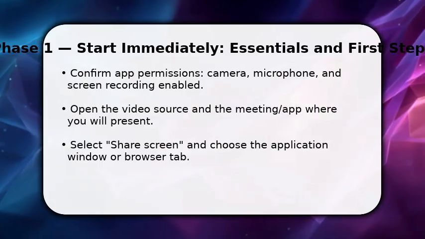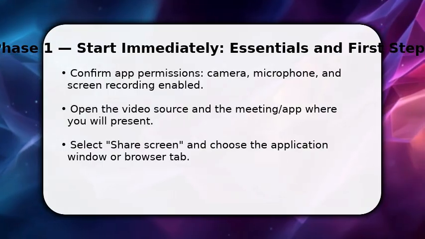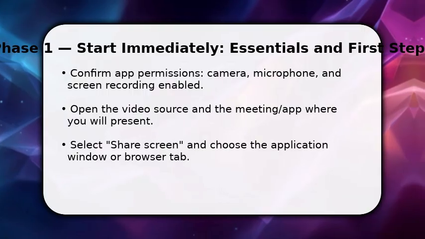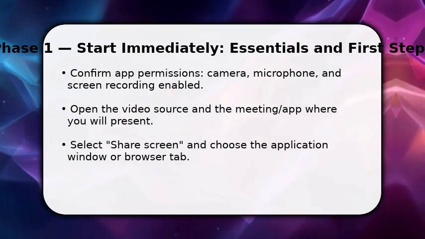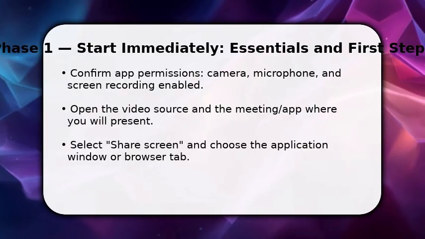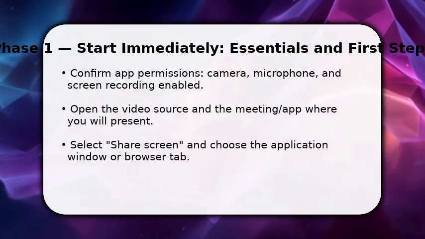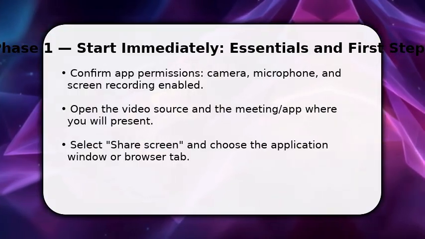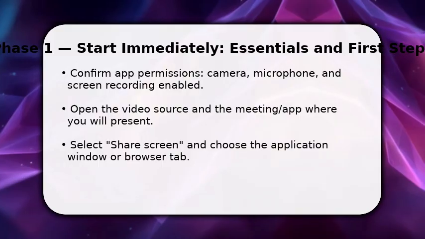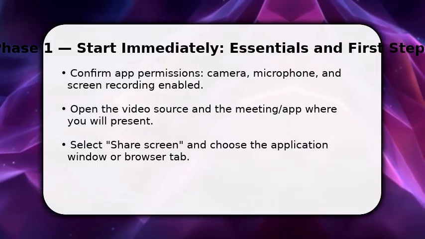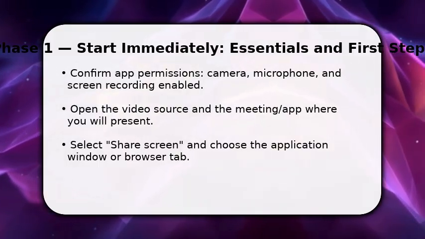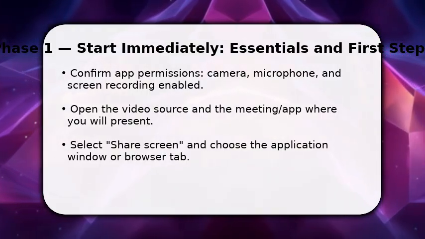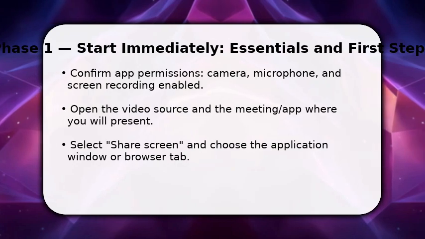You begin by preparing the essentials. Enable screen recording and grant mic permission so audio can be captured. Open the video in the player or browser tab you plan to share, and open the meeting or presentation app simultaneously. Once both are visible, click Share Screen, then pick the specific window or browser tab that shows the video. This avoids sharing your whole desktop. Doing this first reduces audio sync problems and keeps chat or private items out of view.